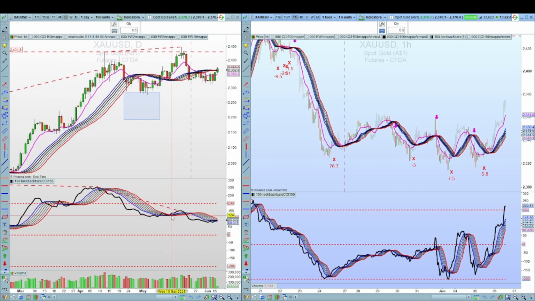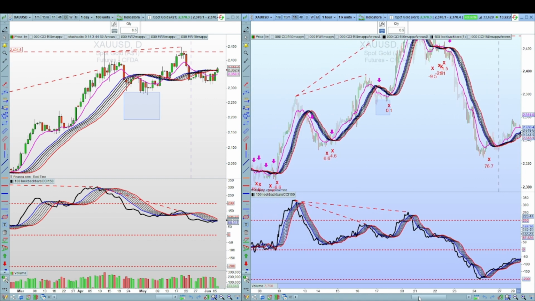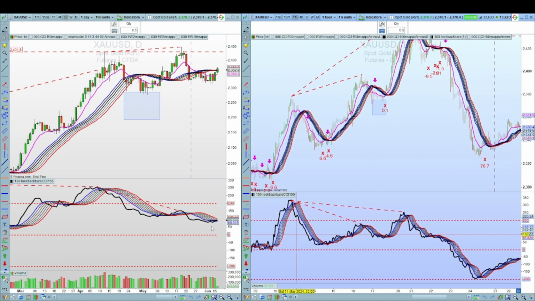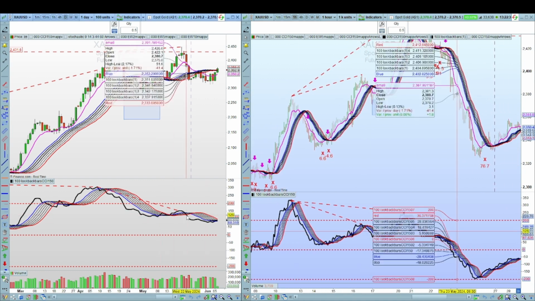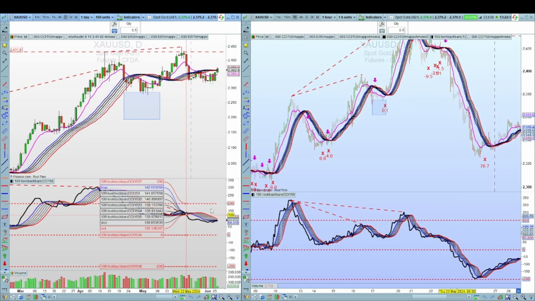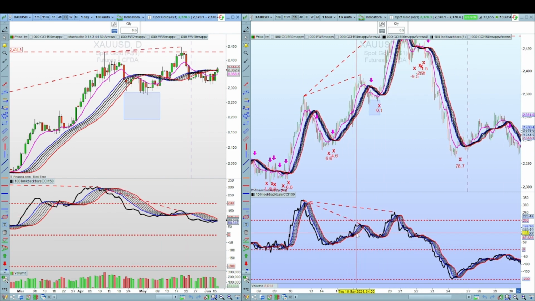And if we went back to this period as well, going back to the 15th of May, just going to give you a bit of background here. So the 15th, that was back there. Let me just get the right coordinates. That was the 15th of May, going back here.